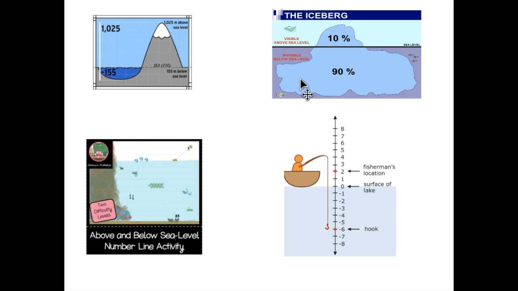Let's take a look at the iceberg. Again, here is 0 right here. And the part of the iceberg above the water is above sea level. The part of the iceberg below water is below sea level. And looking at this example, we have a boat, and this boat is on top of the water, and it's where the water meets the land. So that boat is at sea level.